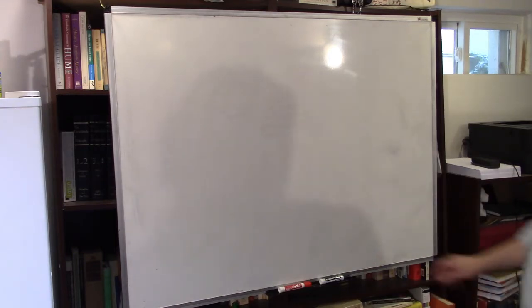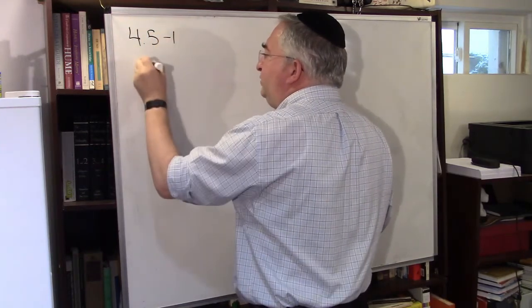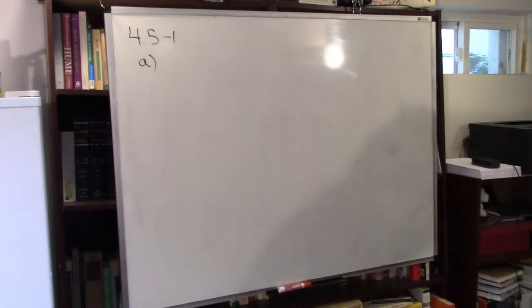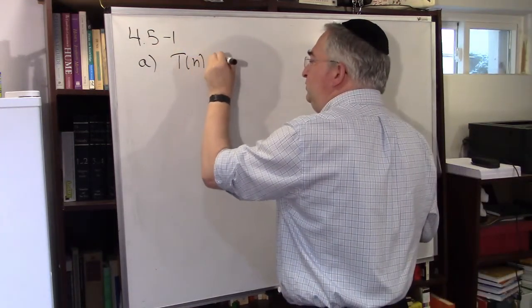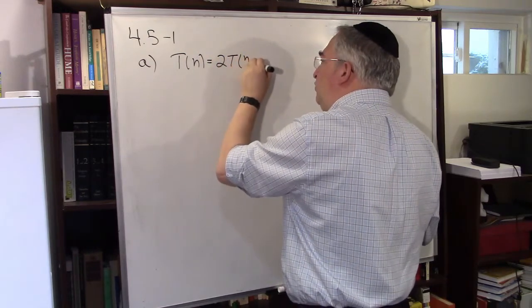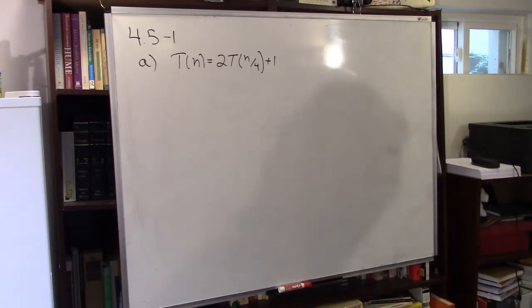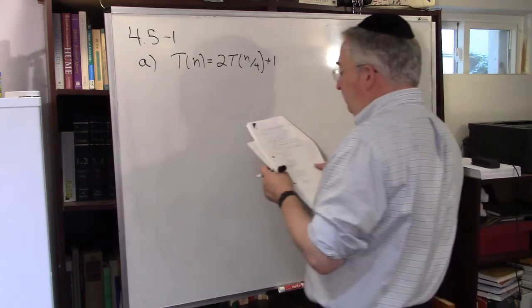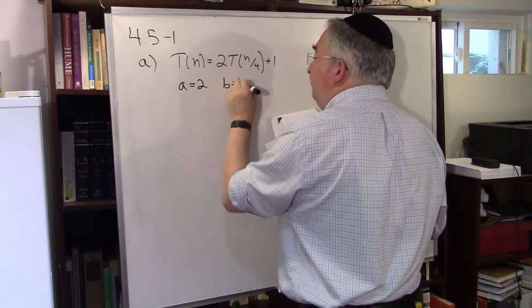Okay, so 4.5-1. Okay, there's 5 different problems. We're going to do them. Okay, t of n is equal to 2 times t of n over 4 plus 1. Okay, so let's go through it. A is equal to 2, B is equal to 4.